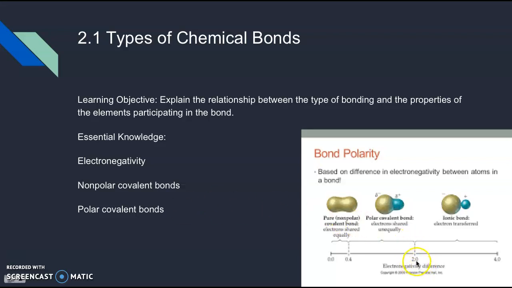And then if you have a difference greater than 2, that's considered an ionic bond, where you have a complete transfer of electrons. And the greater the difference in electronegativity between the bonding atoms, the more ionic character that bond will have.